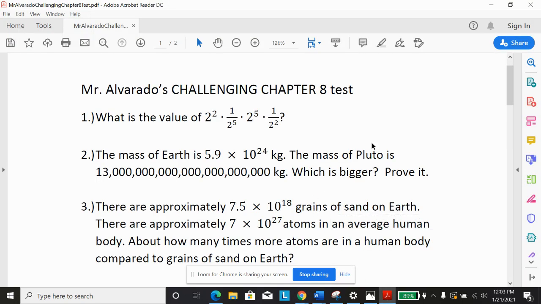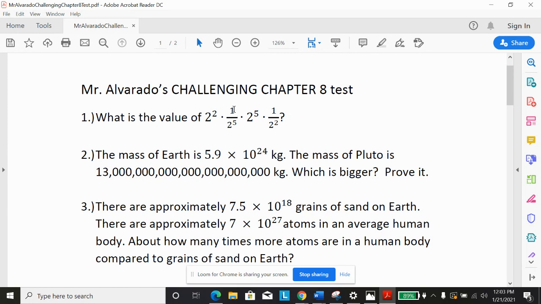All right, Mr. Alvarado, you did a really nice job on this challenging test. A couple things I wanted to point out. For this number one, you got the right answer. It was one, but you multiplied it out. You said 2 times 2 is 4, and then you said 2 to the fifth is 32.